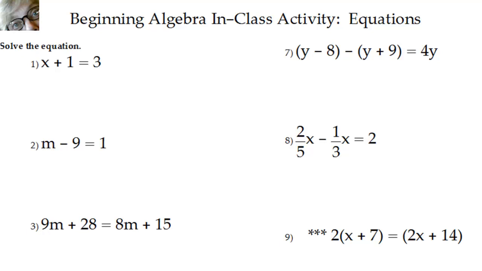Now I'm going to do it. 1 times y is y. 1 times negative 8 is negative 8. Plus, negative 1 times y is negative 1y. Plus, negative 1 times positive 9 is negative 9. Equals 7y. I take this number and multiply it by that and that. I take this number and multiply it by that and that.